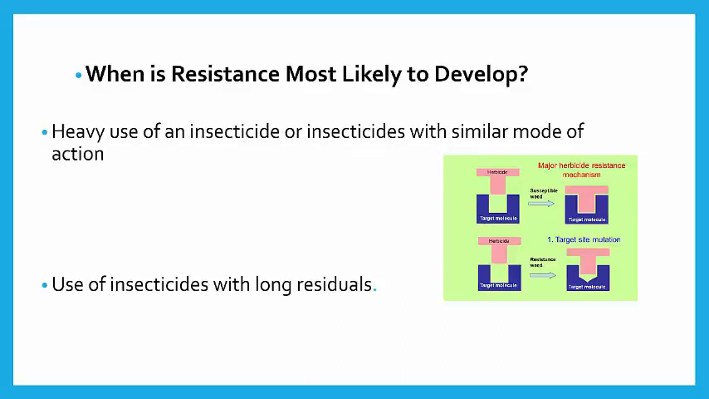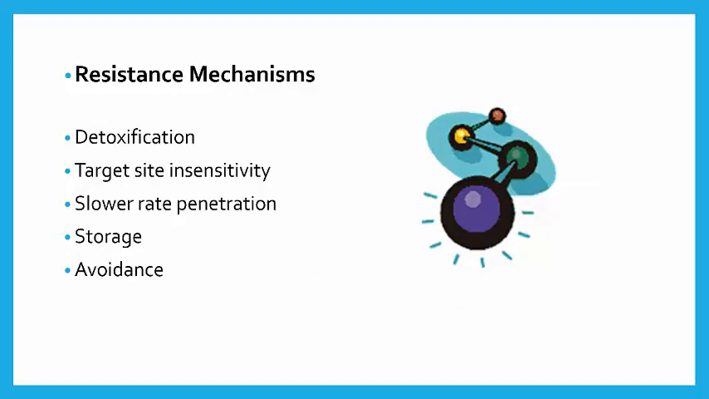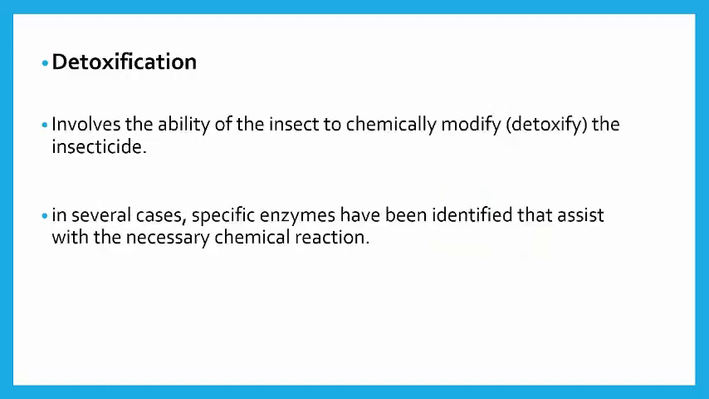Resistance is most likely to develop when heavy use of an insecticide or insecticides with similar mode of action are used. It can also develop when the use of insecticides has a long residual, or when a significant percentage of the pest population is exposed to pesticides. This occurs in agricultural crop pests, greenhouse pests, and public health pests. Some resistance mechanisms include detoxification, target site insensitivity, slower rate of penetration, storage, and avoidance.